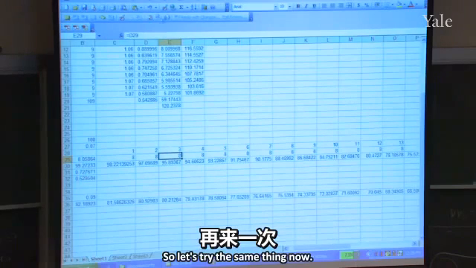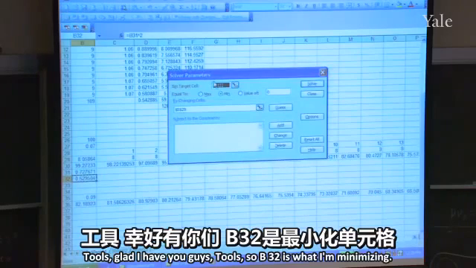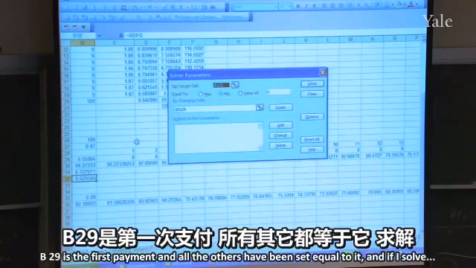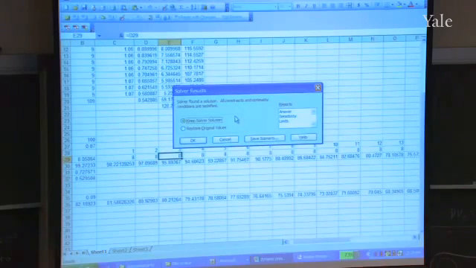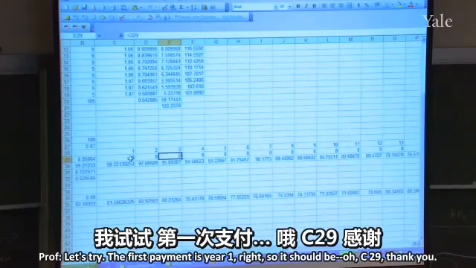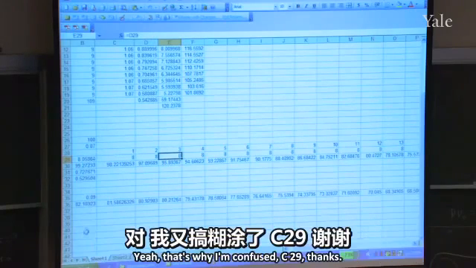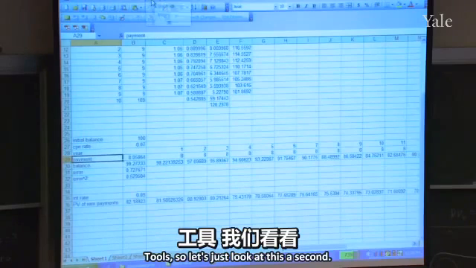So let's try the same thing now. Tools, okay, so B32 is what I'm minimizing. B29 is the first payment, and all the others have been set equal to it. And if I solve, all right, let's try. The first payment is at year 1, right? So it should be, oh, C29, thank you. Yeah, that's why I'm confused. Okay, C29, thanks.